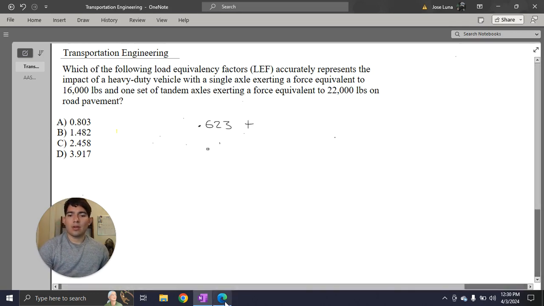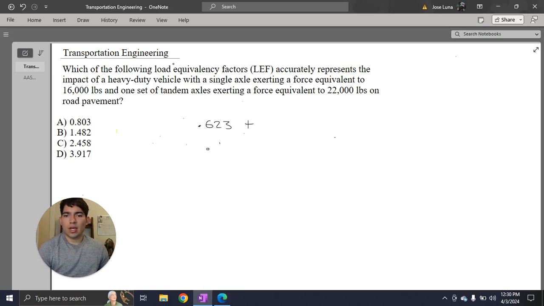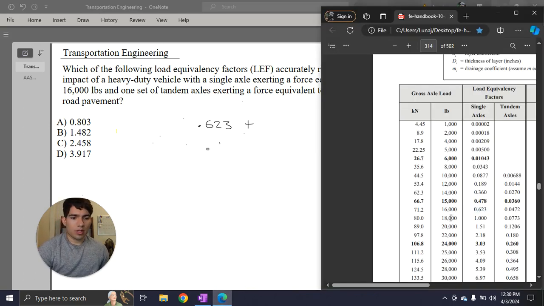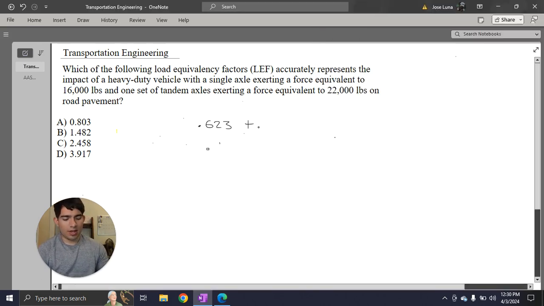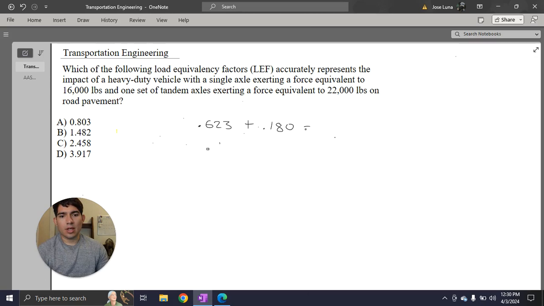And then we do that once again for the set of tandem axles equivalent to 22,000 pounds. So we just go down here to 22,000, and remember it's tandem axle equivalency factor we're looking for. So 22,000 matches up with 0.180 for that case. So we just do 0.180 right here, and then if you add those two numbers, you're going to get the answer is 0.803.